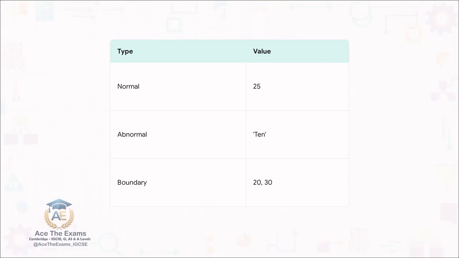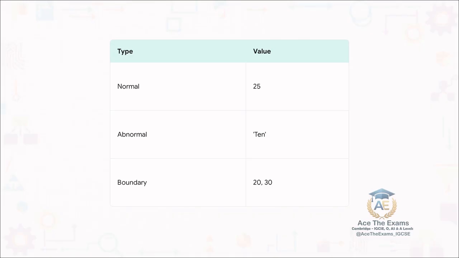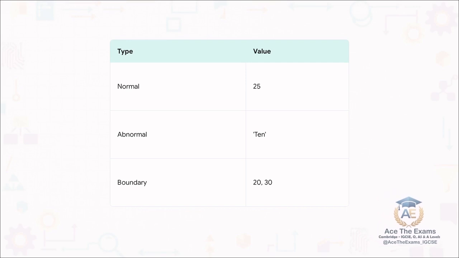Normal data would be something like 25, just a standard accepted value sitting completely safely within the range. Abnormal data, that would be typing the actual word 10. It's an invalid format that should be instantly rejected by validation rules. And boundary data, that's our 20 and 30. They're designed to test those exact threshold limits and prove that the inclusive boundaries actually work in the code.